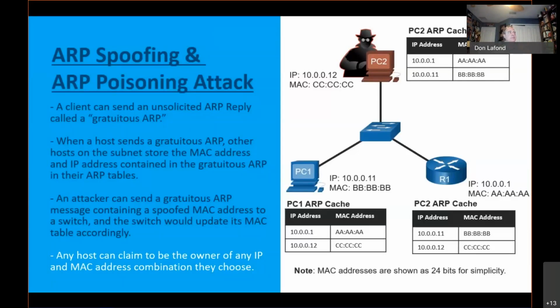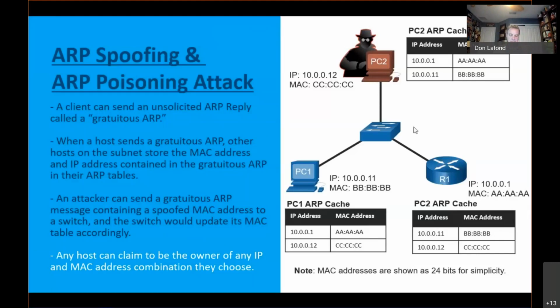Now, the problem is when someone sends out a gratuitous ARP as a broadcast, other devices, which would be hosts as well as network switches, are going to store that MAC address and IP address combo in their ARP tables and MAC address tables. This is an issue because a threat actor can send a gratuitous ARP message with spoofed information inside of it. This effectively allows any host to claim to be the owner of any IP address and MAC address combo that they want to. So let's talk about it.